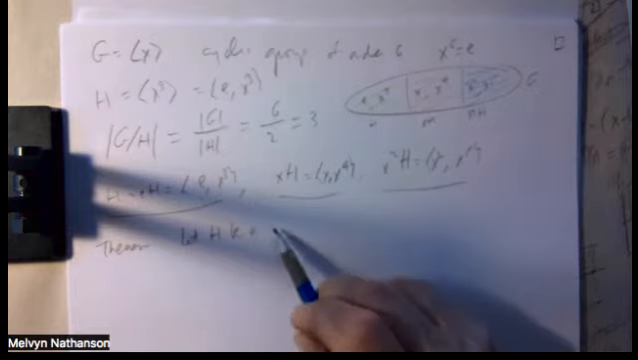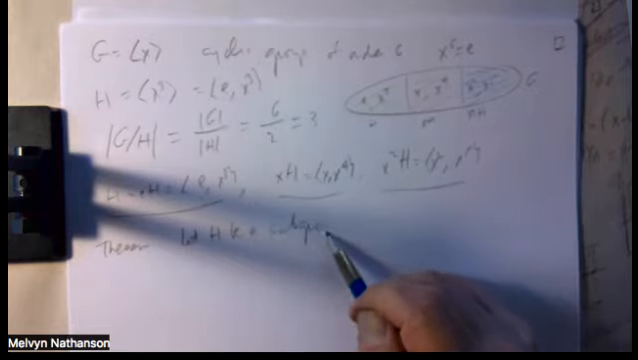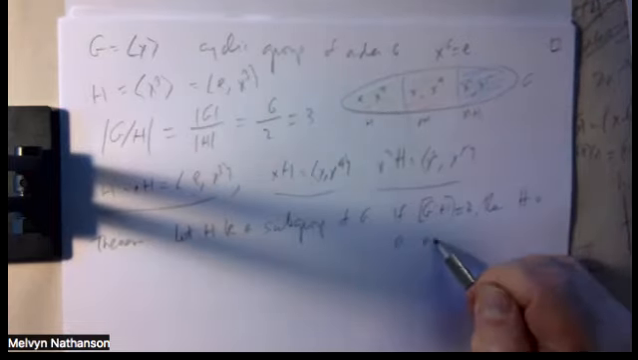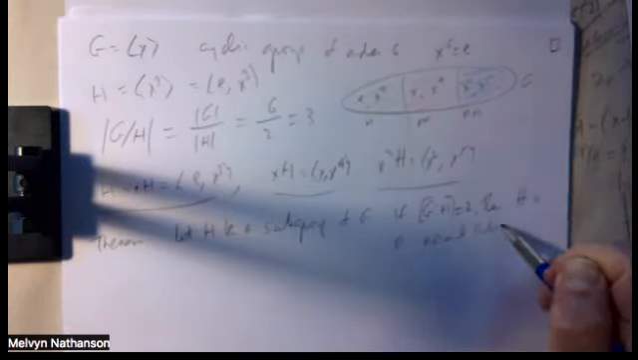So I make the following little theorem. It says that, I proved this last time, but it's worth repeating, let H be a subgroup of G. If the index of H in G is 2, then always H is a normal subgroup. And I can show you the proof in a picture.